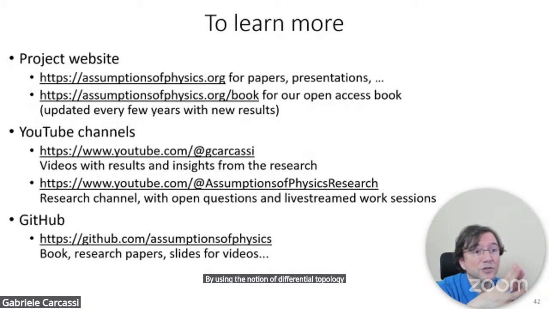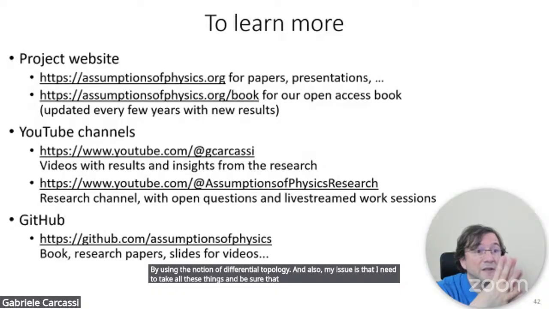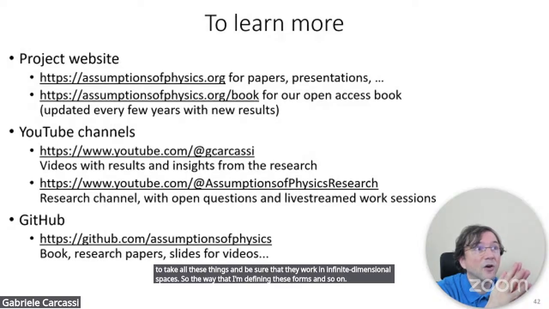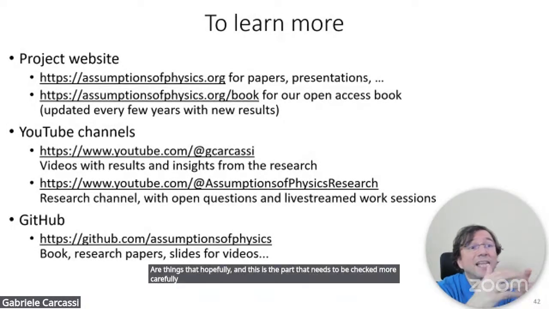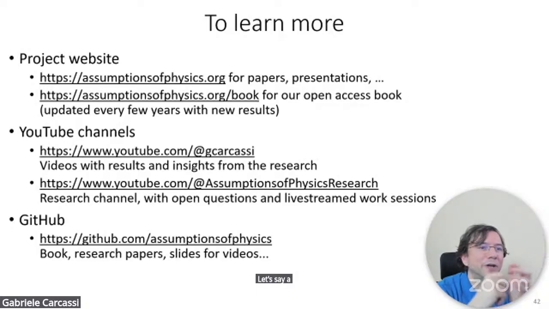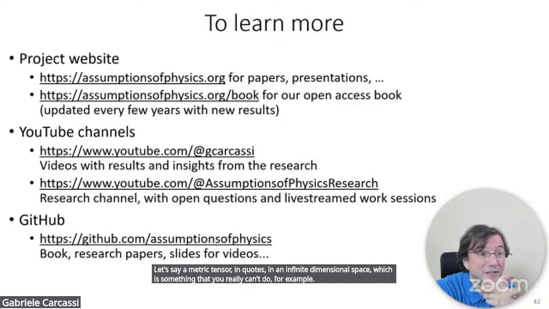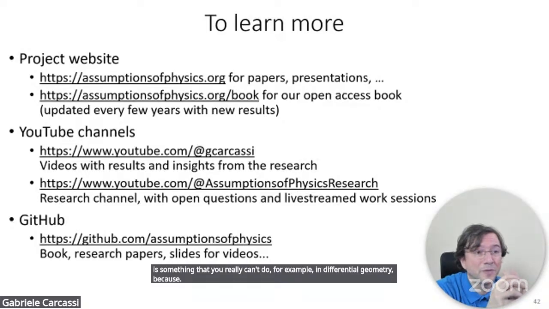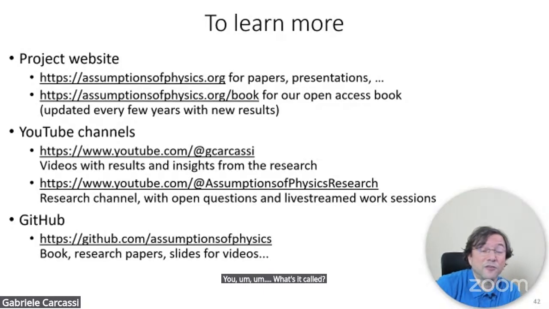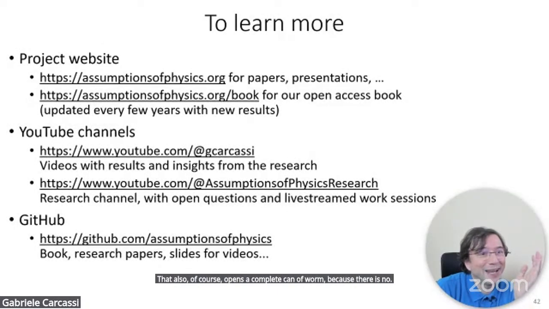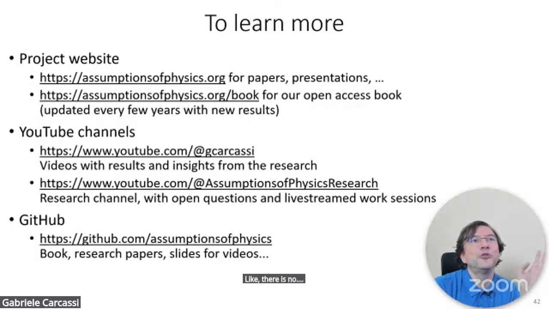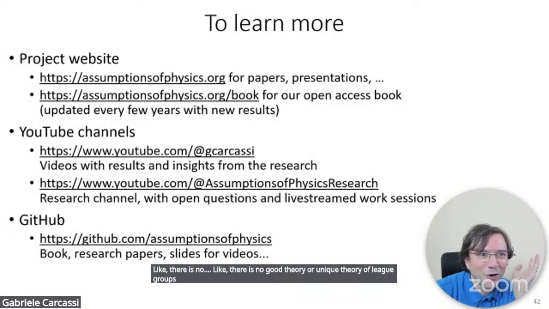I think you can get a similar result that maps better to the physics by using the notion of differential topology. And also my issue is that I need to take all these things and be sure that they work in infinite dimensional spaces. So the way that I'm defining these forms and so on are things that hopefully, and this is the part that needs to be checked more carefully, can generalize well to infinite dimensional spaces, so that we can talk about, let's say, a metric tensor in, quote, an infinite dimensional space, which is something that you really can't do, for example, in differential geometry, because manifolds are finite dimensional. That also, of course, opens a complete can of worms, because there is no good theory or unique theory of Lie groups, let's say, on infinite dimensional spaces and so on.